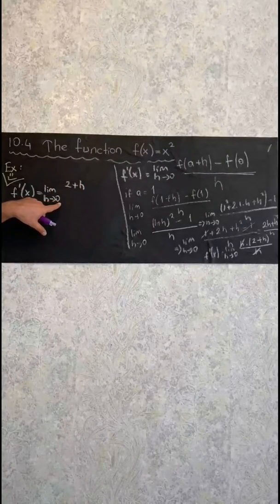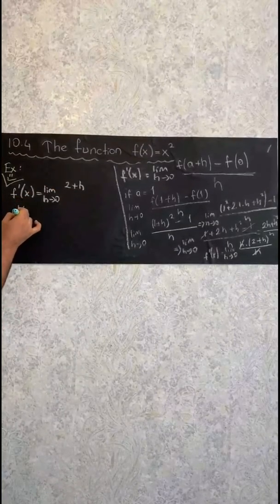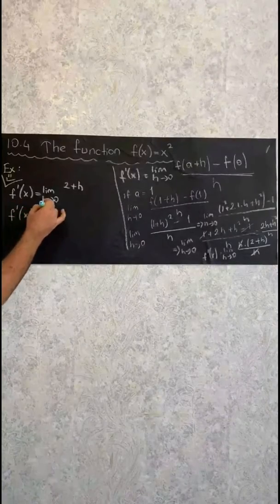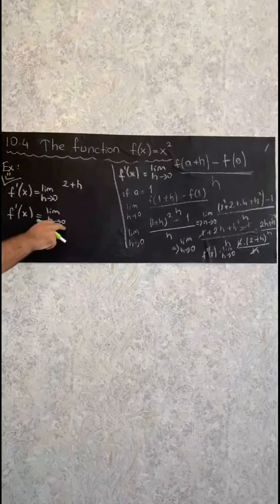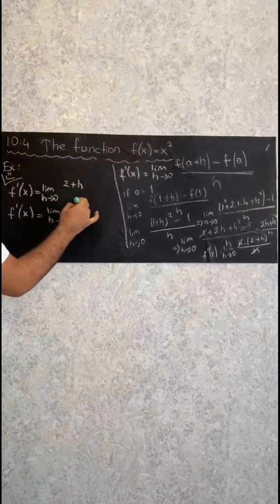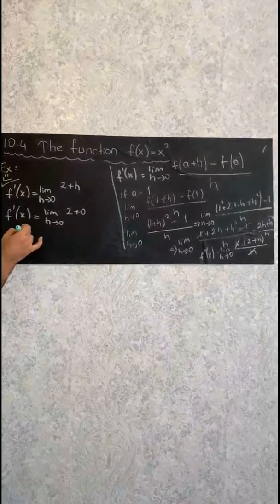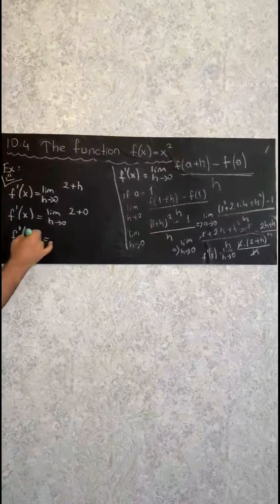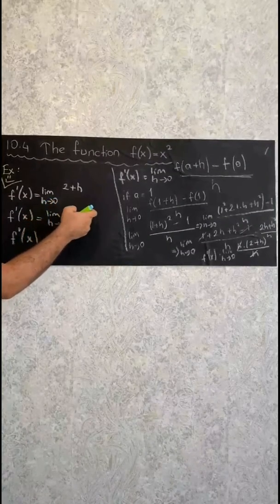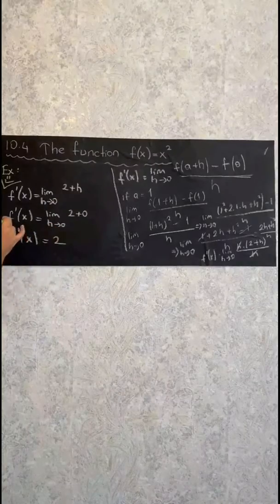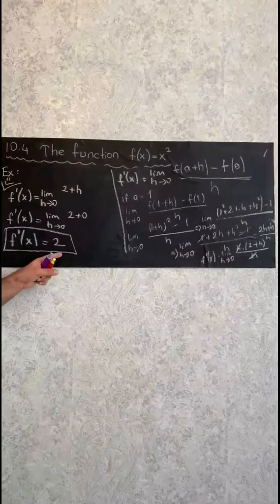Okay, h is 0. We can say f prime of x equals the limit as h approaches 0, so 2 plus 0. The answer is what? We can say the result, f prime of x, equals the limit as h approaches 0, substitute here. The answer is 2. And also we can say the slope is 2.